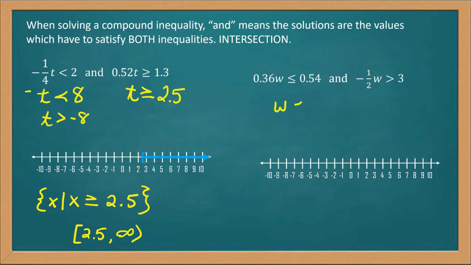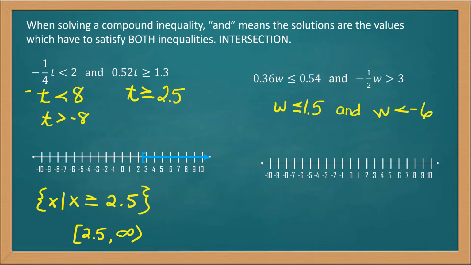And then for this next one, you're going to solve for w by dividing by 0.36. So w is less than or equal to 1.5. And then on the right, you've got -1/2 w is greater than 3. So you can multiply by -2, and you would have to switch the sign. So w is less than -6.